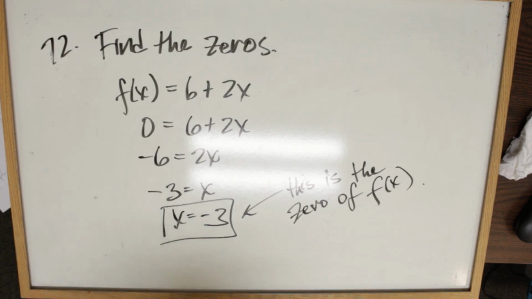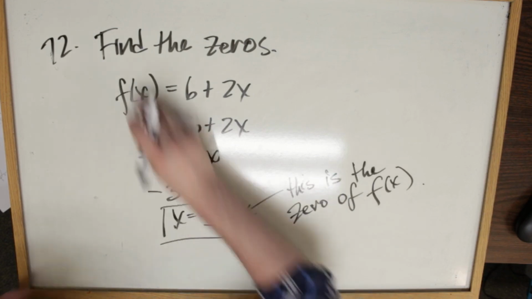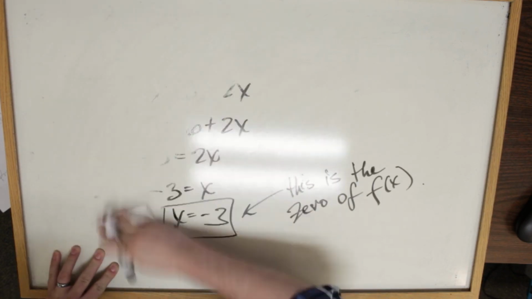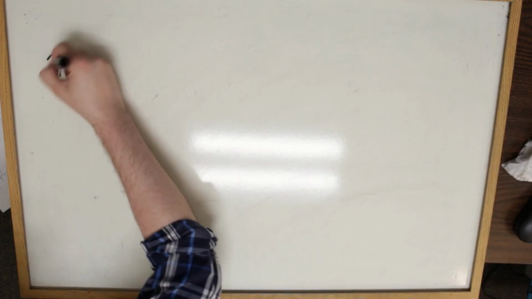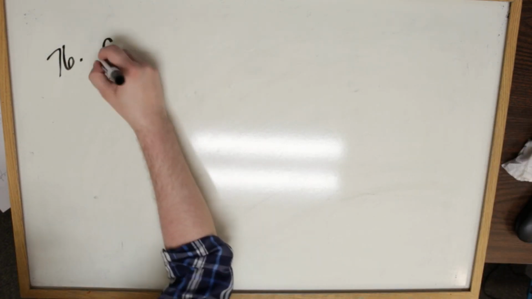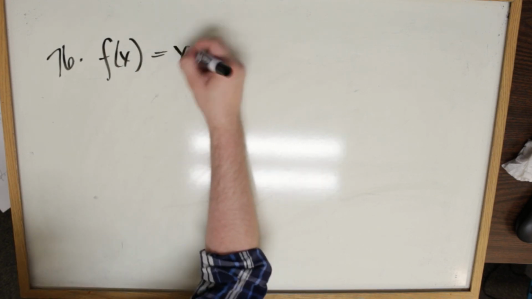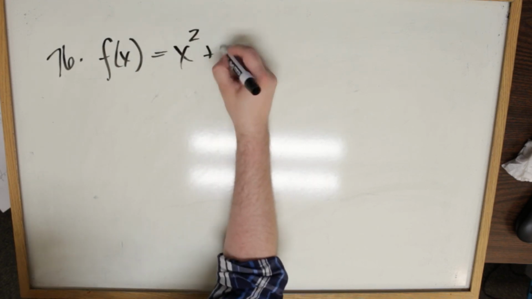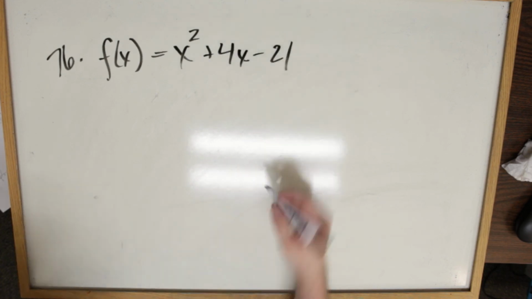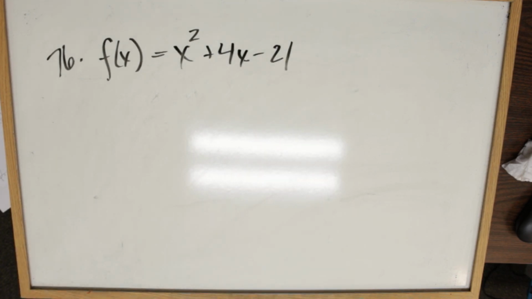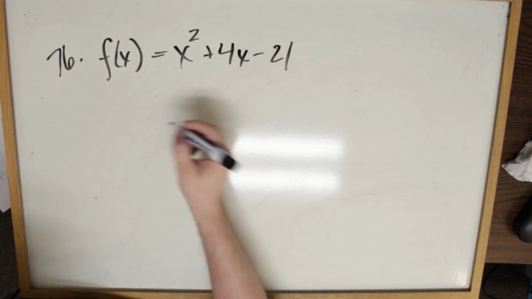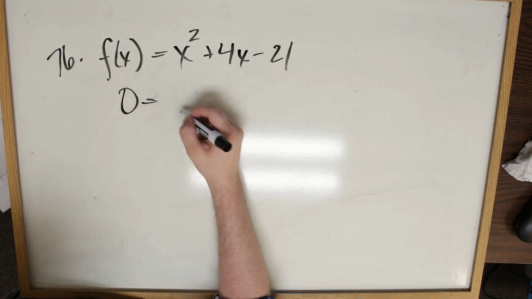All right. That was 72. 76, real quick. I can do this real fast, I promise. f of x is equal to x squared plus 4x minus 21. Again, we're finding the zeros, which means what I need to do is set this equal to 0.